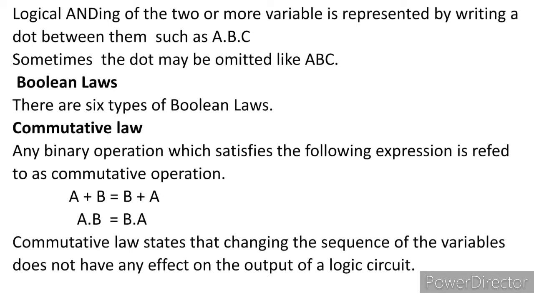Boolean laws. There are 6 types of Boolean laws. Commutative law: any binary operation which satisfies the following expression is referred to as commutative. A plus B is equal to B plus A. A dot B is equal to B dot A. The commutative law states that changing the sequence of the variables does not have any effect on the output of a logic circuit.